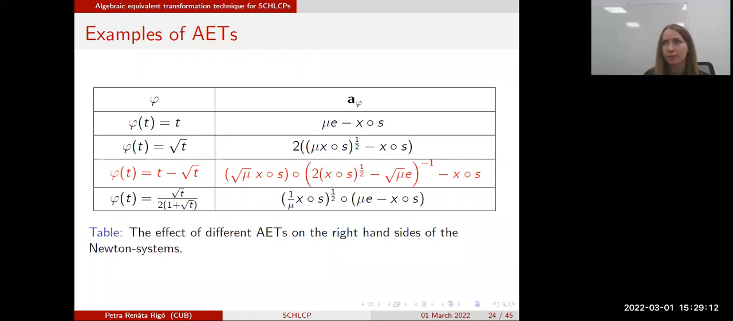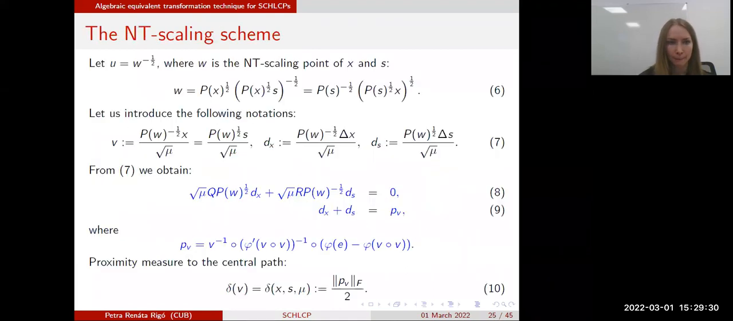So together with our research group, we are working on this, and we have several results related to this for different types of algorithms, so for long step algorithms and for primal-dual short step algorithms. So this is in progress, and I mentioned that we use the Nesterov-Todd scaling scheme.